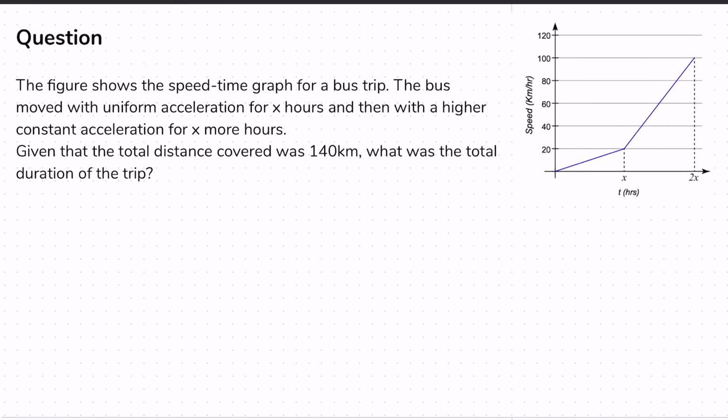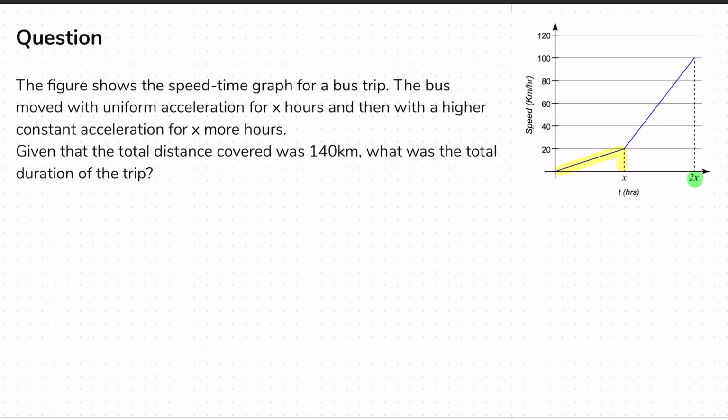In this next question, we're actually given the total distance, and we are asked to find the duration of the trip. Now I can see that the duration of the trip is 2 lots of x. We go for x hours and then another lot of x hours. But what is that? Well, I can see 2 things about this graph, and remembering that the distance traveled, 140 kilometers, is equal to the area under the curve.